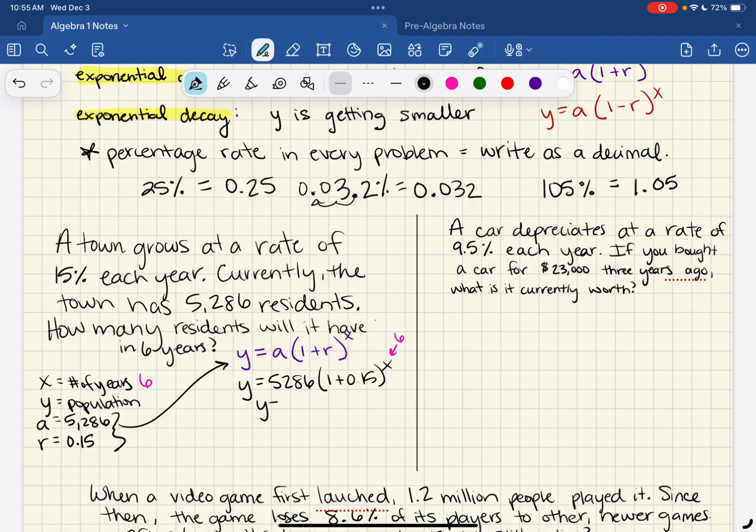So I'm going to have y equals 5,286. What is 1 plus 15 hundredths? Good, 1.15. And I'm going to plug that 6 into our exponent. We can type that into our calculator: 5,286 times 1.15 to the 6th power. When you do that, what did you guys get?